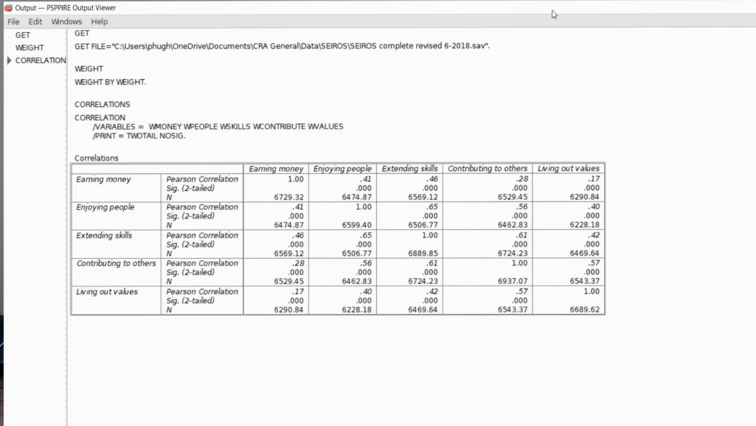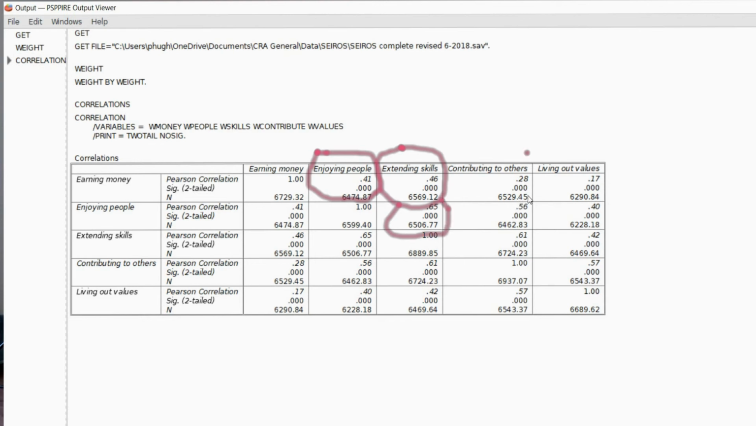Here's an example of a table of factors important to people in making a choice of occupation. We find that there was a moderate relationship between earning money, enjoying people, and extending their skills as factors that were important in that decision. In each case, there was a moderate correlation of 0.4 or above. There was actually a strong correlation of 0.65 between people putting down that they enjoyed people as part of their choice of occupation and extending their skills.